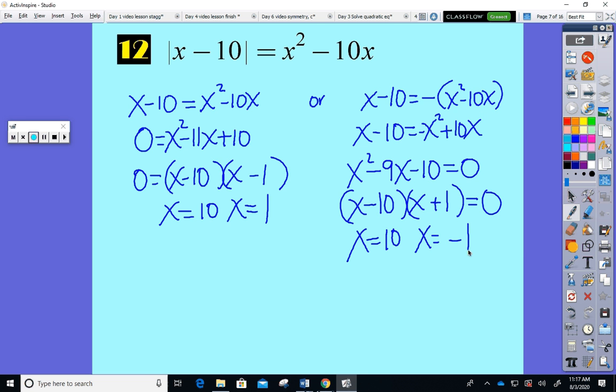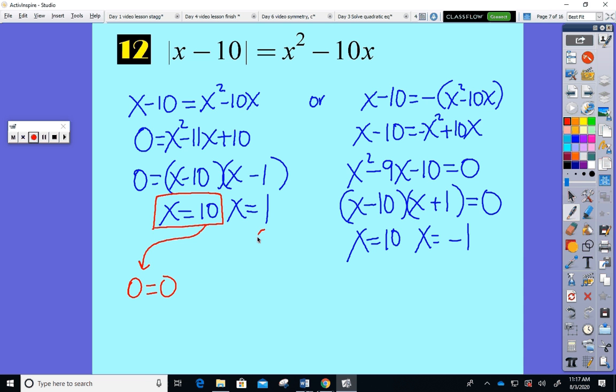When you do absolute value equations and you've still got x's over here, it can create some weird results that are extraneous. All right, so when I check, I'm going to say, well, what about when you check 10? Well, 10 minus 10 is 0, and the absolute value of 0 is 0. And then 10 squared is 100, minus 10 times 10 is 100, so 100 minus 100 is 0. So 10 seems to be fine. Are you okay there? That's one of our solutions.